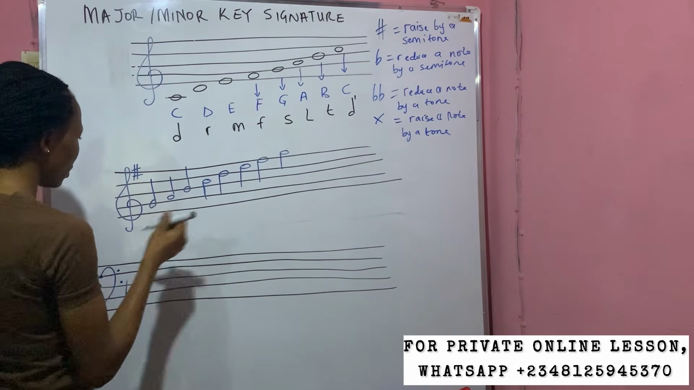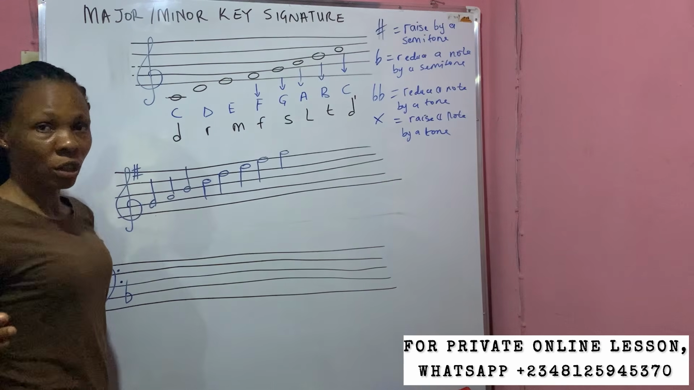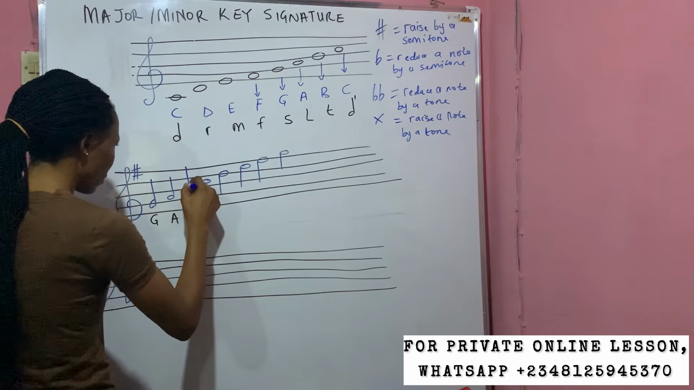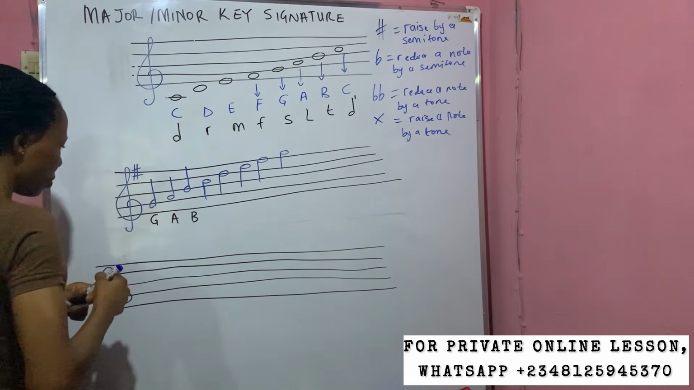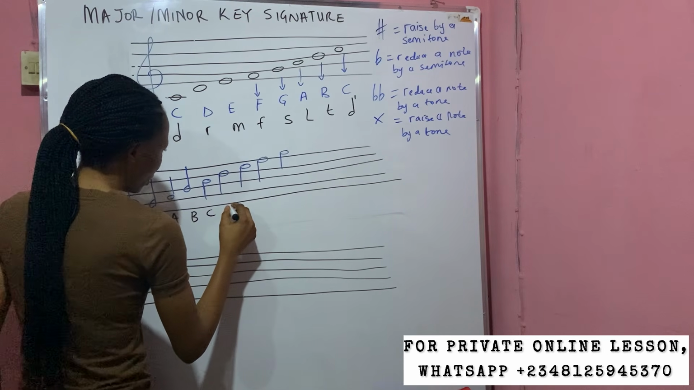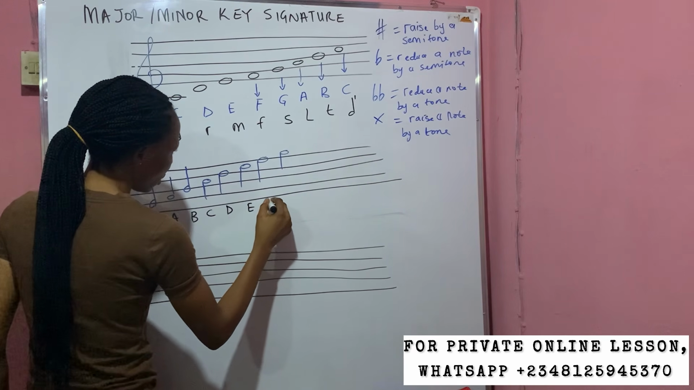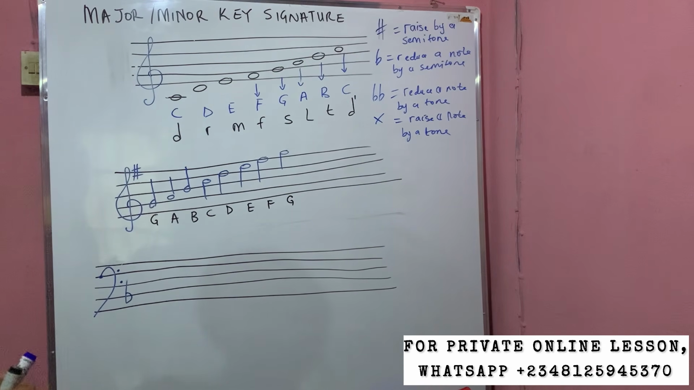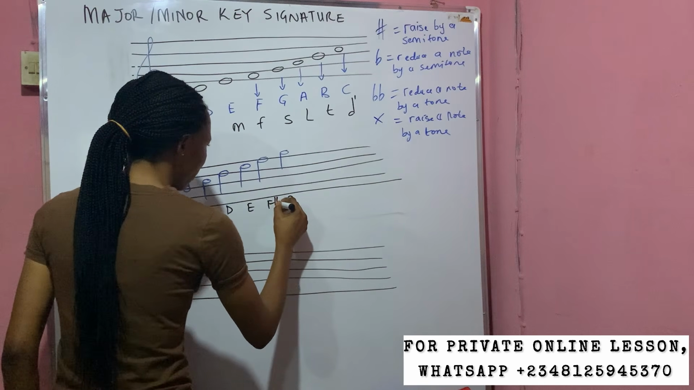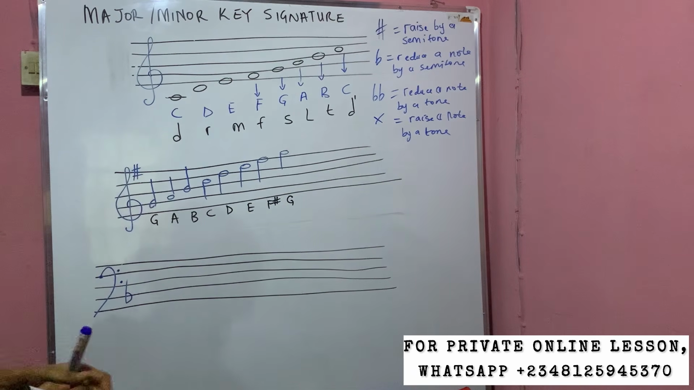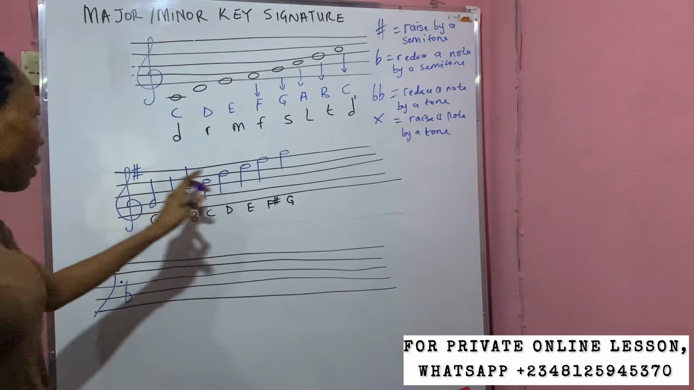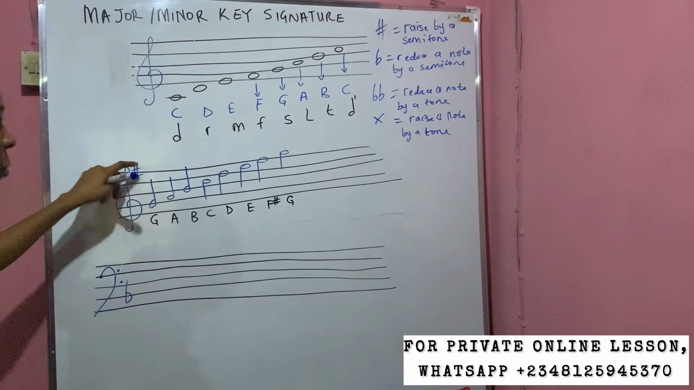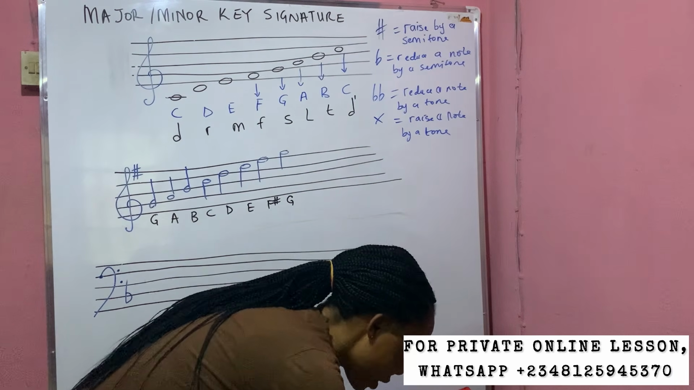So that means the key of G comprises G, please take note of this: G, A, B, C, D, E, F, and G. Now this is the key of G. This is F sharp. You see, instead of plain normal F, it's F sharp. Why? Because of this sharp sign. So that means in the whole of that music, anywhere you see F, play F sharp.